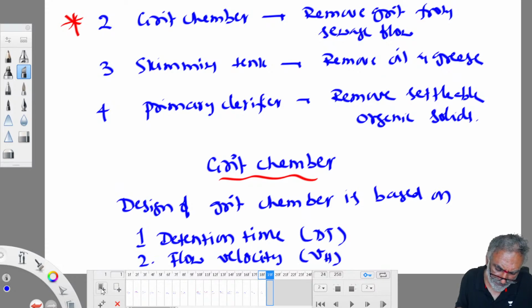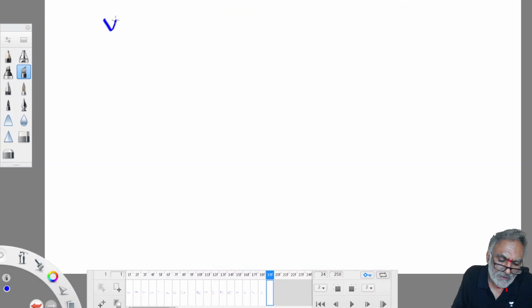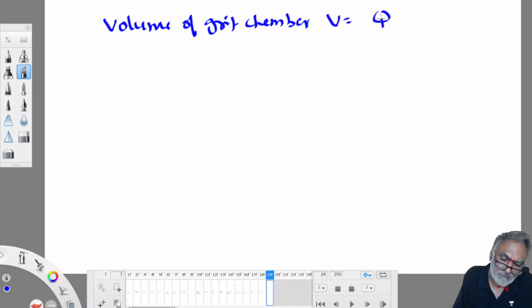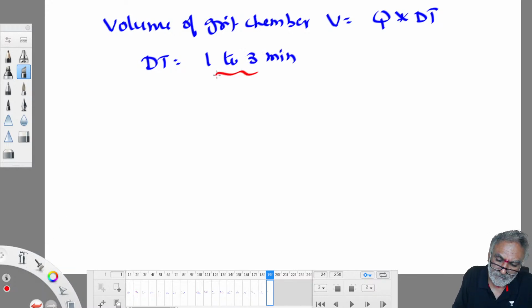So using detention time, what can you find out? The volume of the grit chamber. Normally we provide detention time in the grit chamber anywhere between 1 to 3 minutes. Okay? Volume we get, and this volume is equal to L into B into H.